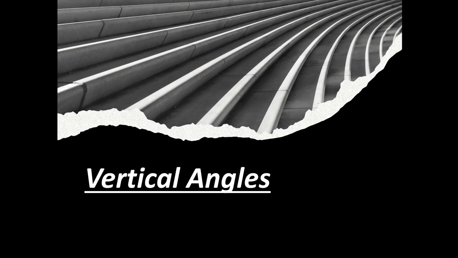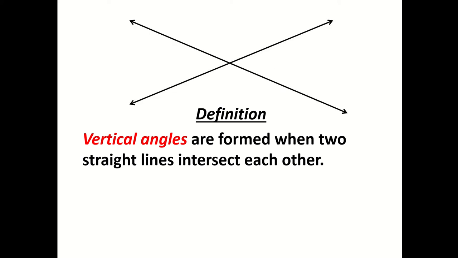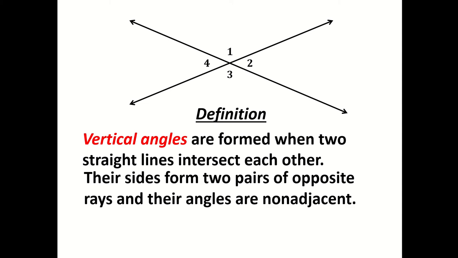Now, let's talk about vertical angles. So when we say vertical angles, these are two angles formed by two straight lines that intersect each other. So yeah, we have two intersecting lines here. And then, let's say this is angle 1, angle 2, angle 3, angle 4. So their sides form two pairs of opposite rays and their angles are non-adjacent.